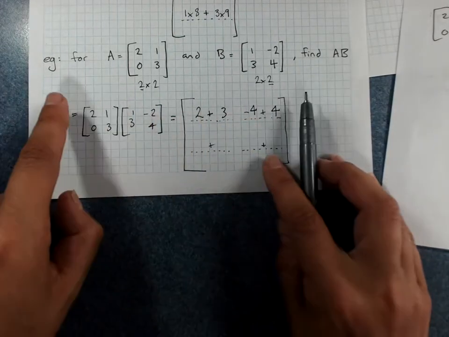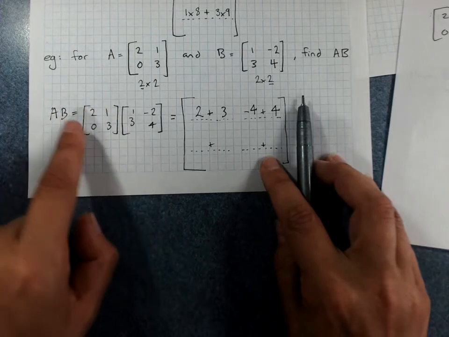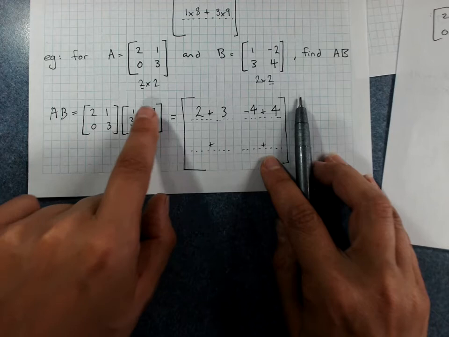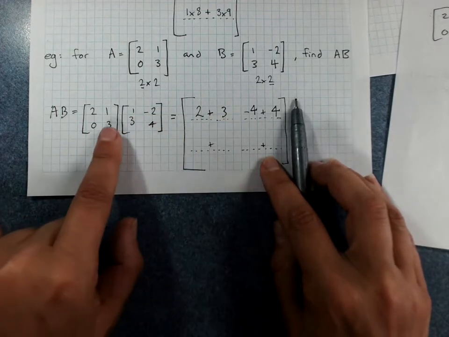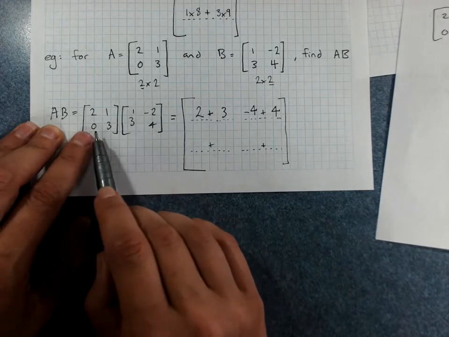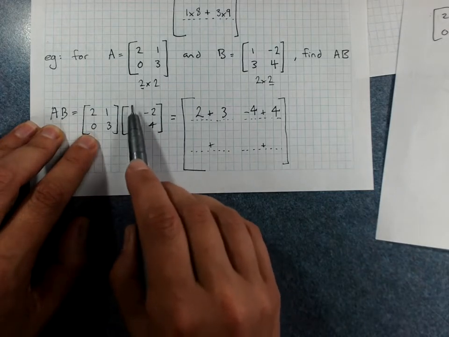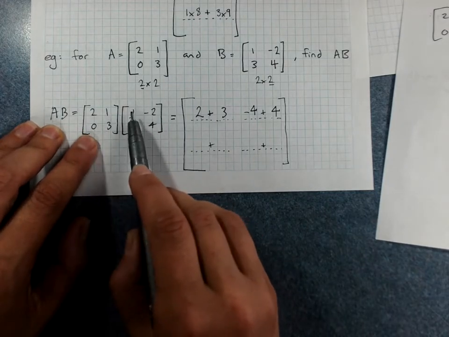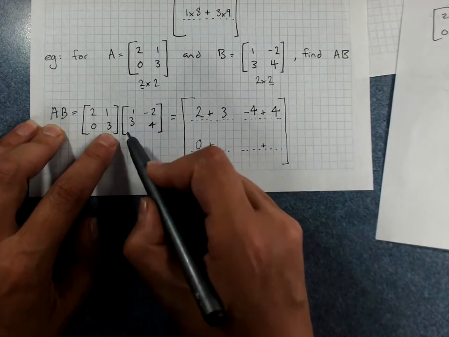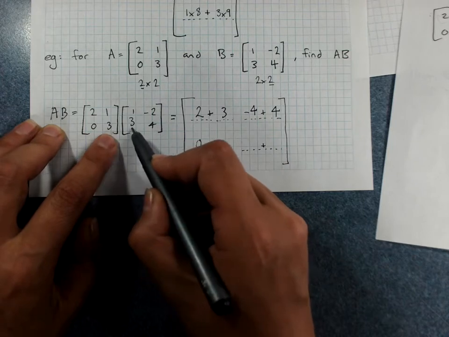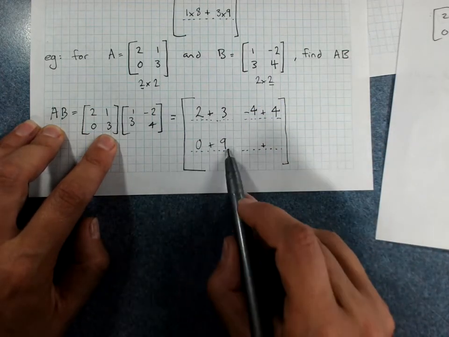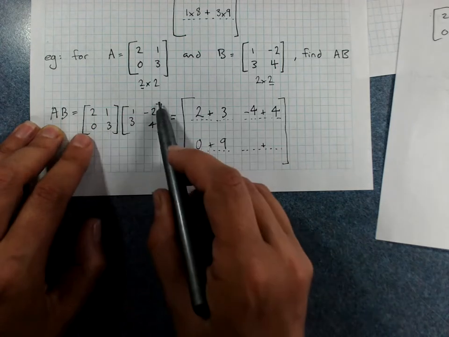I know I've dealt with the first row of this matrix because I've multiplied it by each column of the second matrix. Move down to the next row. First thing in this row times first thing in the first column. 0 times 1, 0. Second thing times the second thing in the column. 3 times 3, 9. Done that one.